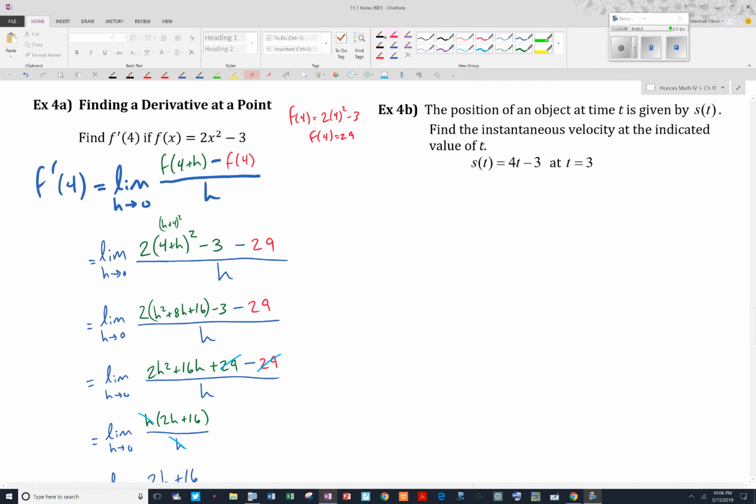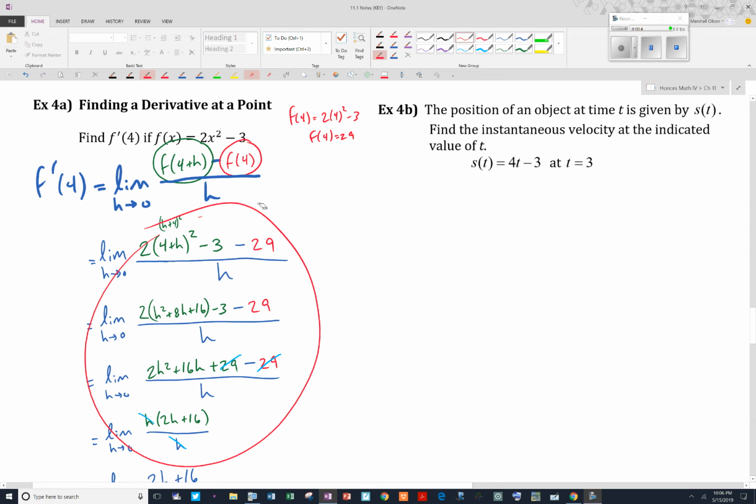Just wanted to point out that if you would like to, another way to handle this is to find these two things, f of 4 plus h and f of 4, outside of this whole problem here, and then stick those things back in. It might be a little bit cleaner way to do it. So we kind of did that with the f of 4. I did that right here, and then I put the 29 in. But you could do the same thing with the f of 4 plus h.